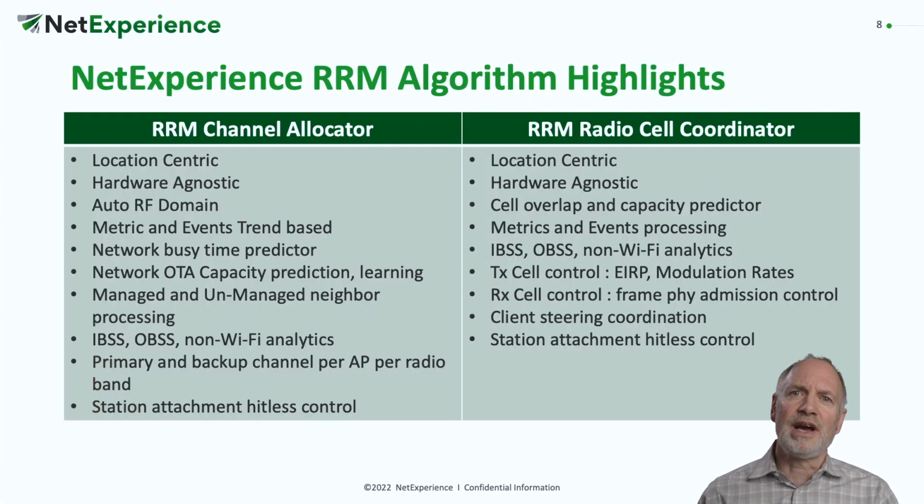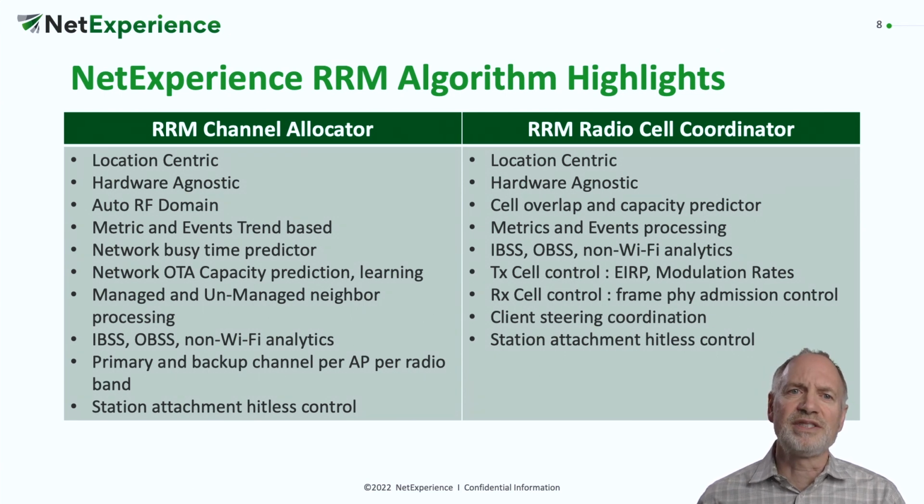A bit more on the RM algorithm from a channel allocation point of view. Location-centric, we discussed the hardware agnostic aspect of it. The algorithm itself will build its own RF domain in addition to the knowledge of physical location the APs are deployed in. The algorithm also uses a trend-based set of metrics. It will look at the past days, weeks, months of data to basically compute an estimated level of network capacity given a specific projected change in the network.